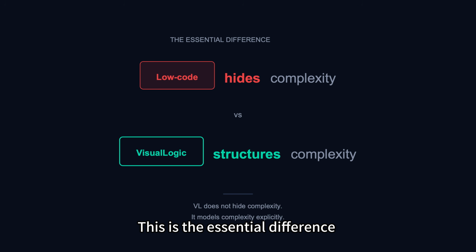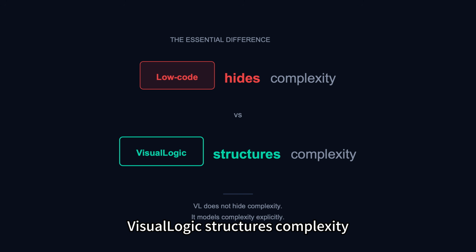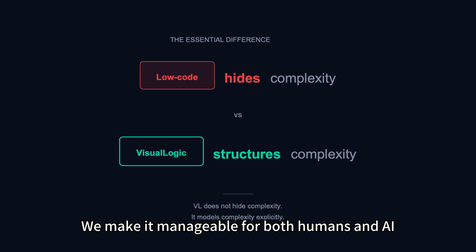This is the essential difference. Low-code hides complexity. It makes decisions for you, which is why you eventually hit a wall and have to eject to code. VisualLogic structures complexity. We model the PME trinity explicitly. We don't hide the logic, we make it manageable for both humans and AI.